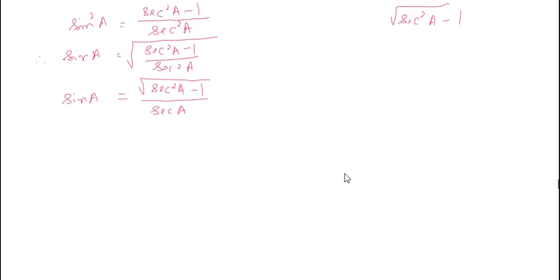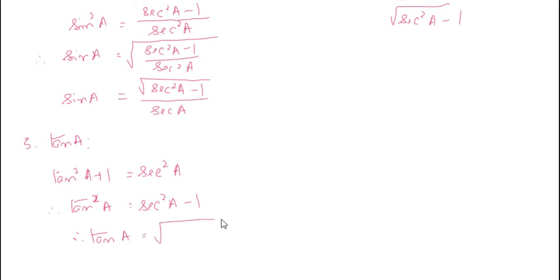Now the last two identities. Fifth one is tan A. We know tan square A plus 1 is equal to secant square A. Therefore, tan square A equal to secant square A minus 1. Therefore, tan A equal to square root of secant square A minus 1. This is the fifth identity.